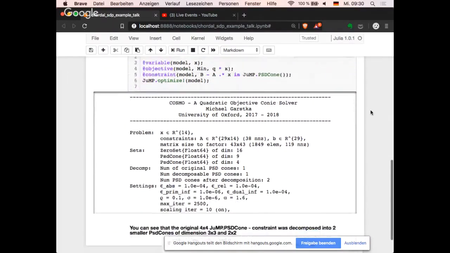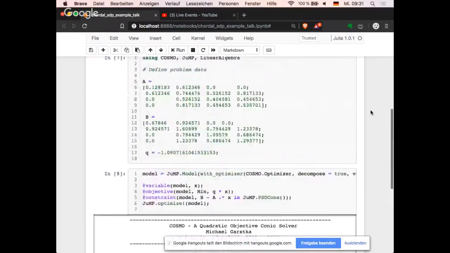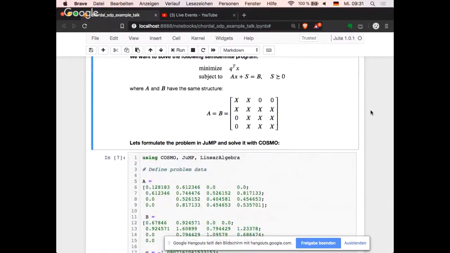And then COSMO analyzes all the positive semidefinite constraints and looks for these blocks. And as you can see here, it tells you originally the problem had one positive semidefinite constraint. It realized that it can decompose this constraint. And in the end, you end up with two smaller constraints. And you can also see the sets that you're projecting on: a PSD cone, which is 3 by 3, and one that is 2 by 2. And those are exactly these blocks in the top left corner and the lower right corner.